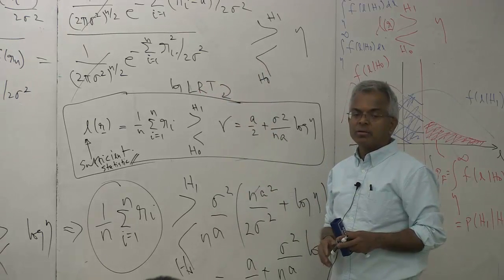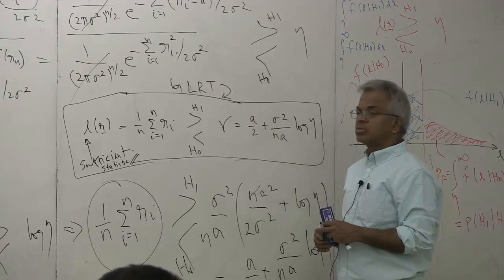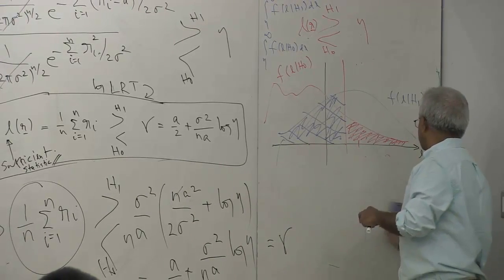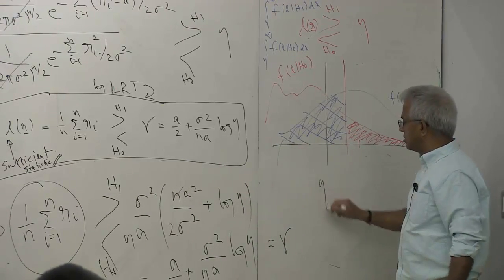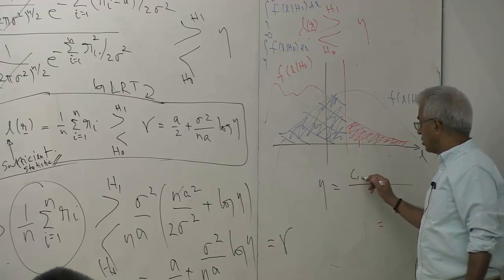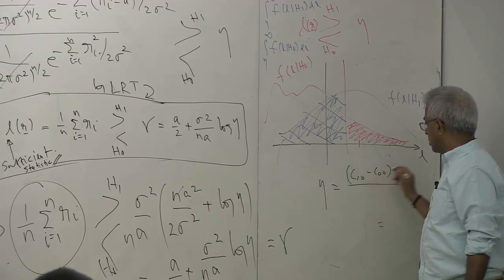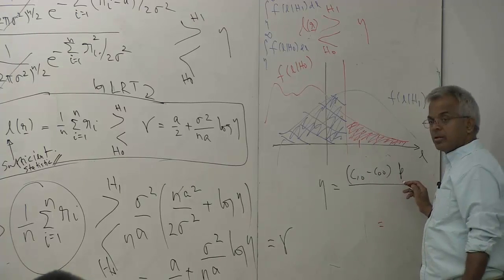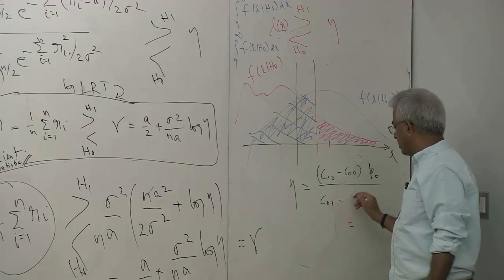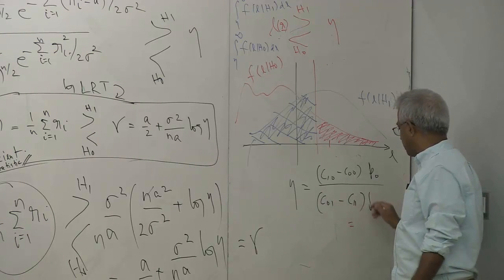If it goes below the threshold, you say absent. What is eta? I unfortunately removed it. Can someone read it to me? Eta was what? C10 minus C00 multiplied by P0, and C01 minus C11 multiplied by P1.